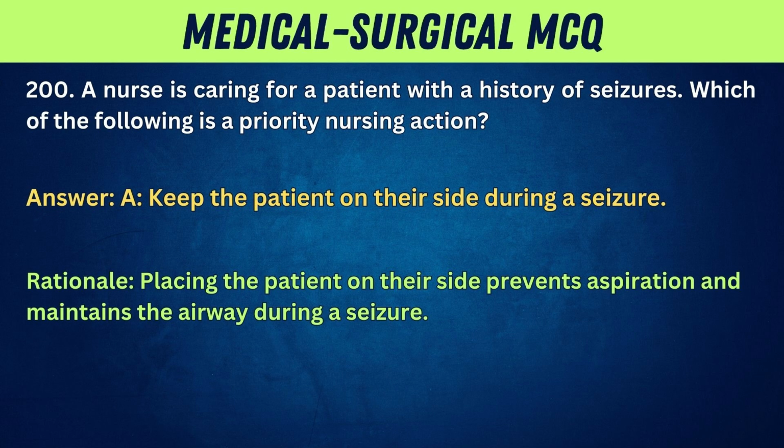Answer: A. Keep the patient on their side during a seizure. Rationale: placing the patient on their side prevents aspiration and maintains the airway during a seizure.